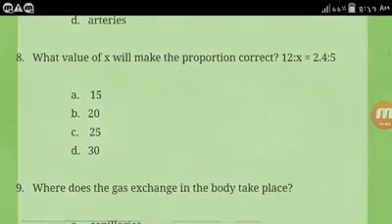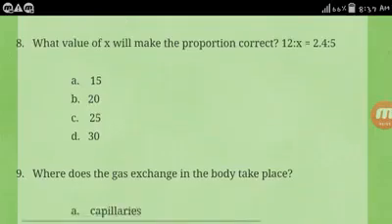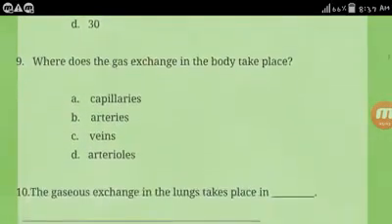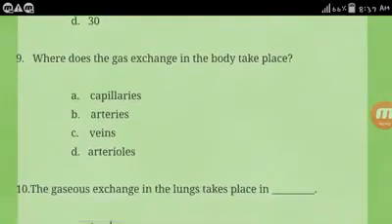Next, number 8, what value of x will make the proportion correct? You just have to multiply the extremes and the means. So x times 2.4, that's 2.4x, is equal to 12 times 12, which is 60. So 60 divided by 2.4 will give you 25. Okay, letter C.